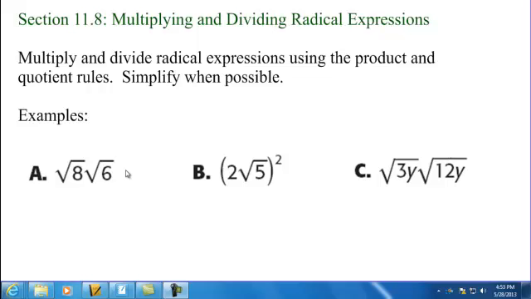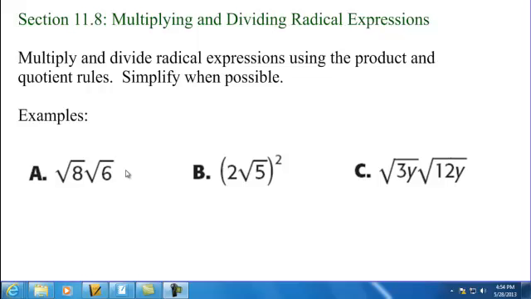Section 11.8 is all about multiplying and dividing our radical expressions. We just did addition and subtraction, and it was important that they were like terms. With multiplication and division, that doesn't matter. We can multiply and divide radical expressions using the product and quotient rules that we learned 2 lessons ago. Always try to simplify when you can.